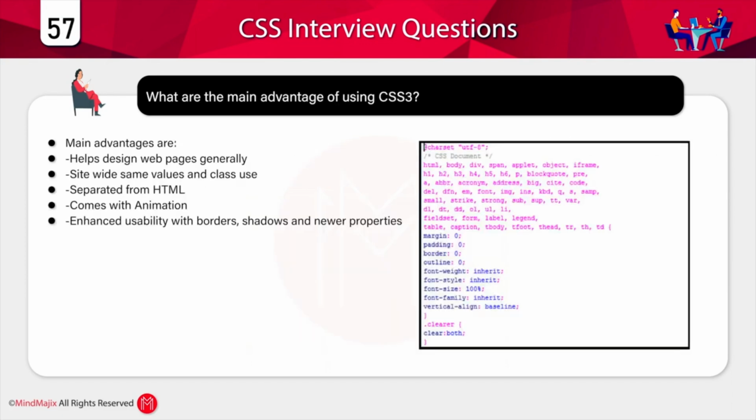What are the main advantages of using CSS3? It helps design web pages generally, and site-wide same values and class values can be used, separated from HTML. It comes with animation and enhanced usability with borders, shadows, and newer properties.